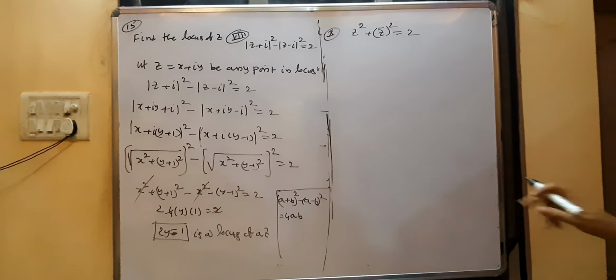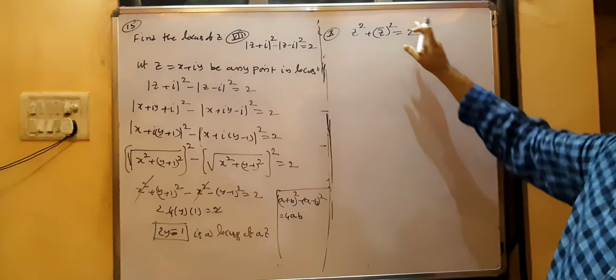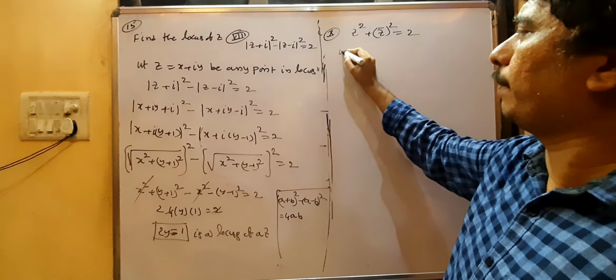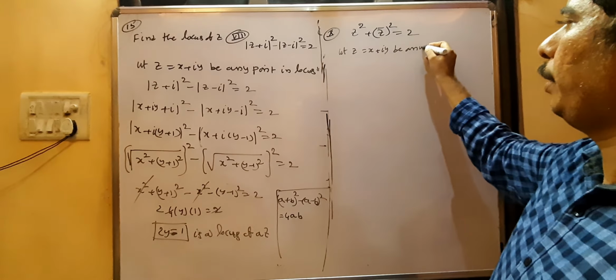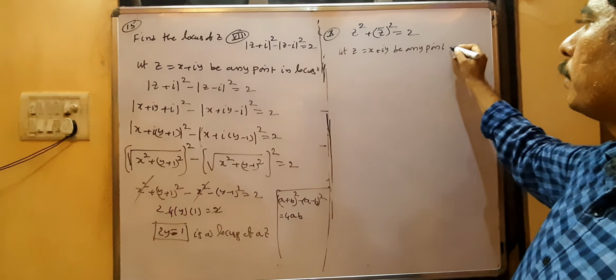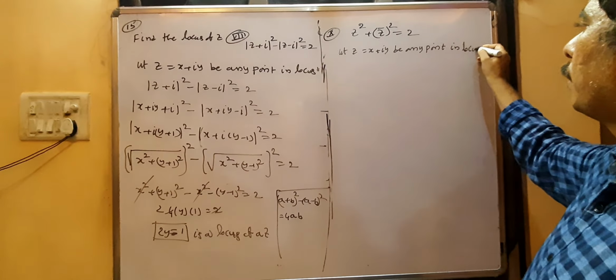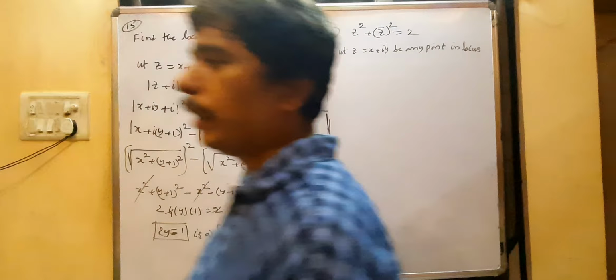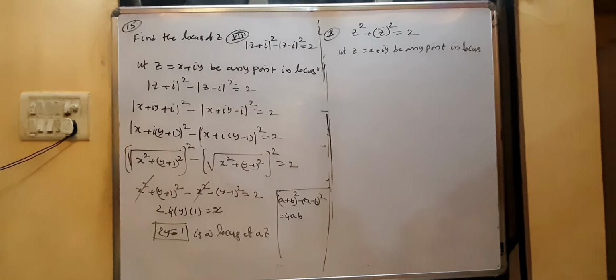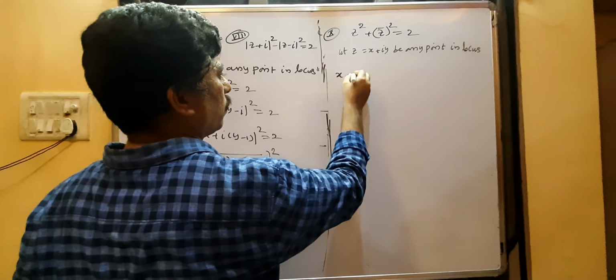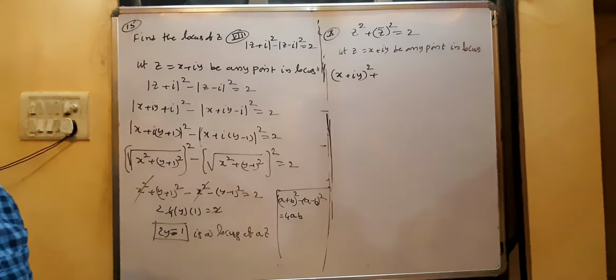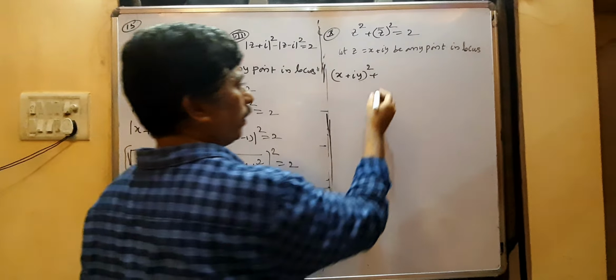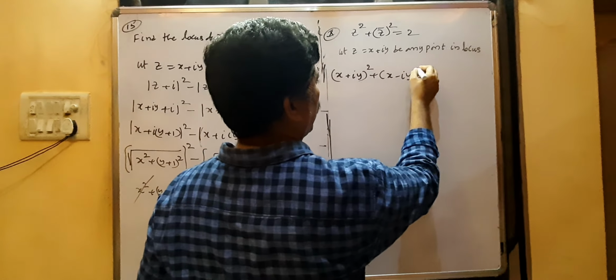Next, 10th one: z square plus z bar whole square equal to 2 is given. Z you can take as x plus iy. Let z equal to x plus iy be any point in the locus. Z square means (x plus iy) whole square. Z bar means z conjugate. X plus iy conjugate is x minus iy, whole square, equal to 2.